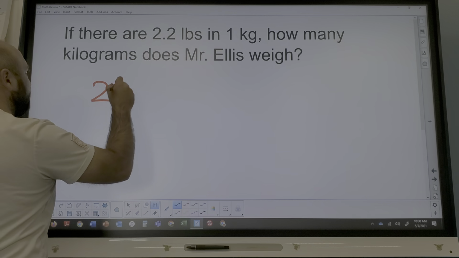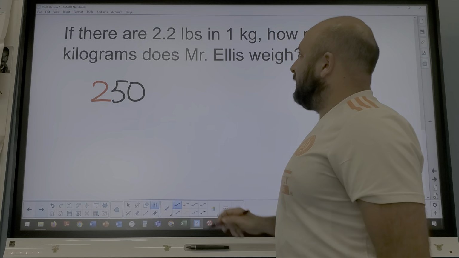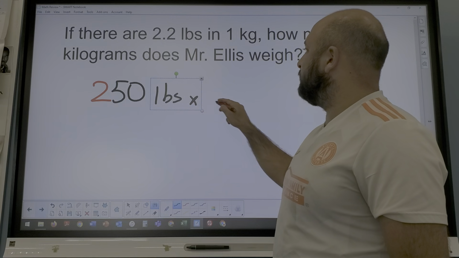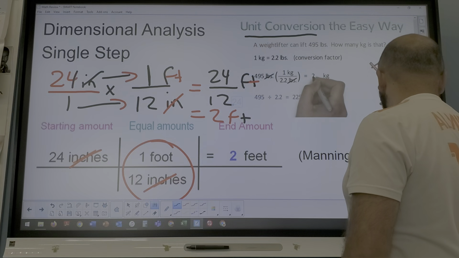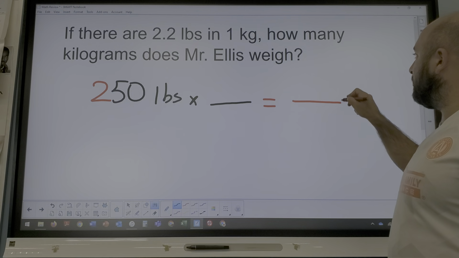Ellis weighs, and that's the number. But anyways, we're gonna start here with this. We have 250 pounds times some conversion factor. Oh, my goodness gracious, in the middle of my demonstration. Okay, equals, again, changing it to kilograms, all right?